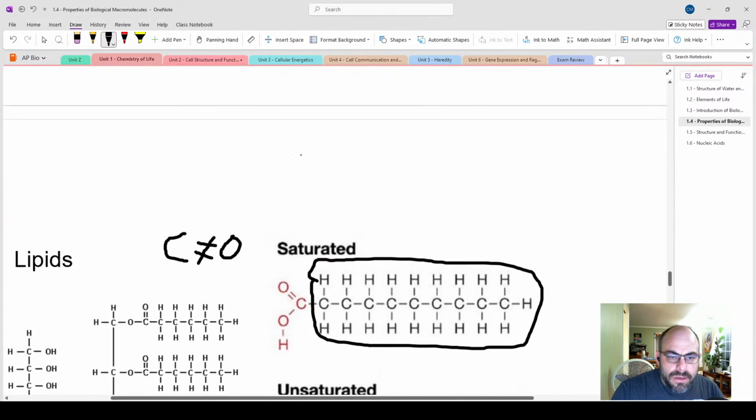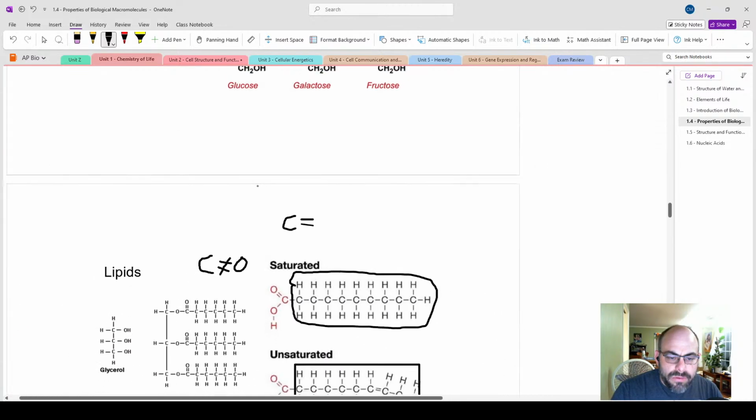All right, let's see if I can do that. It doesn't use the nifty shapes for that. Well, it did straighten that line for me.